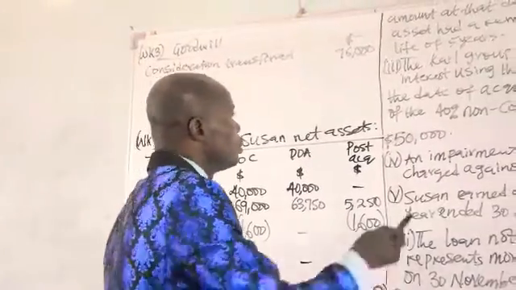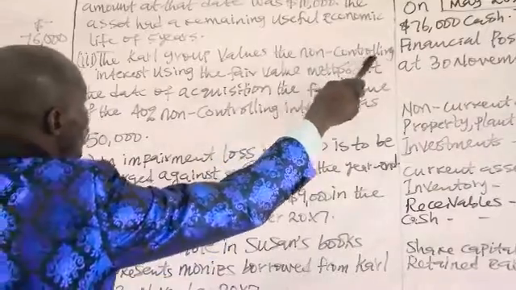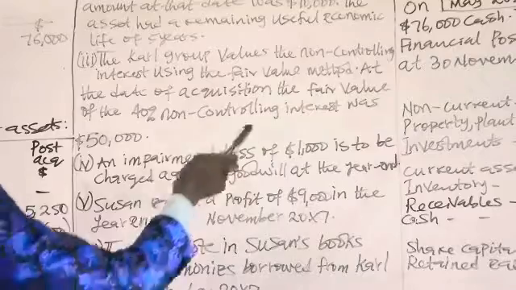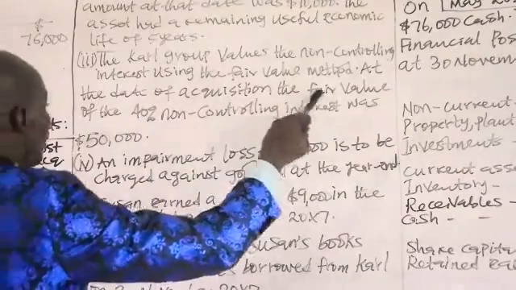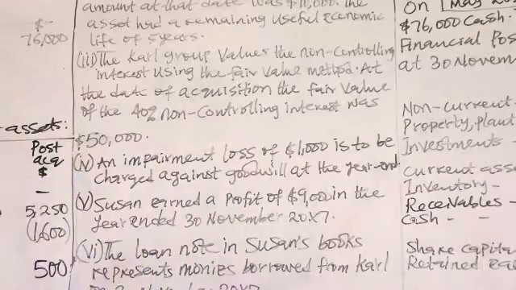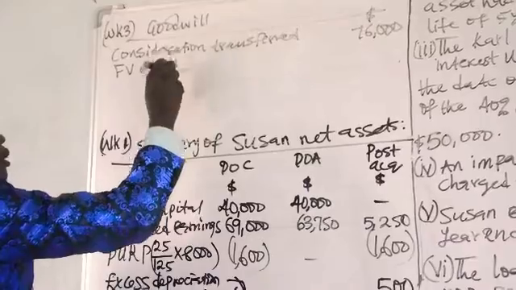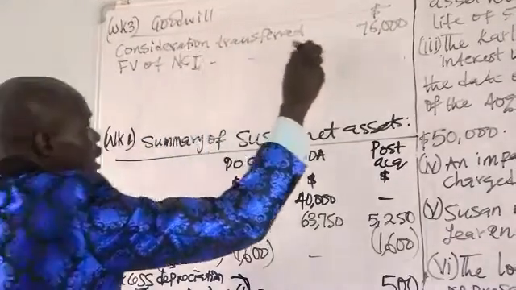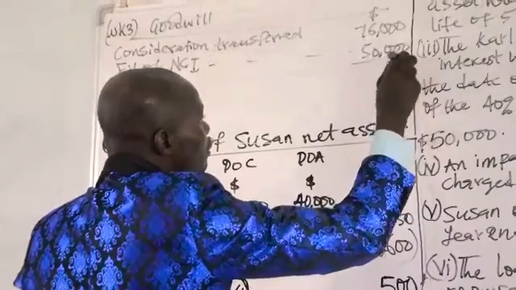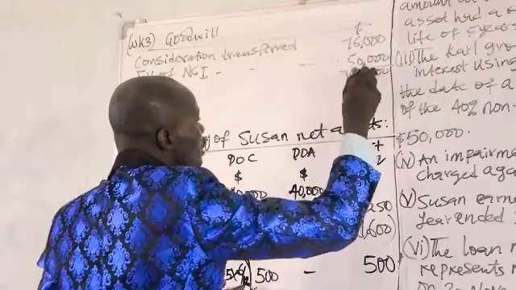If you check note 2, the Car group values the non-controlling interest using the fair value method. At the date of acquisition, the fair value of the 40% non-controlling interest was 50,000. So we have fair value of non-controlling interest, and that is given to be 50,000. If you sum it up, you have 126,000.